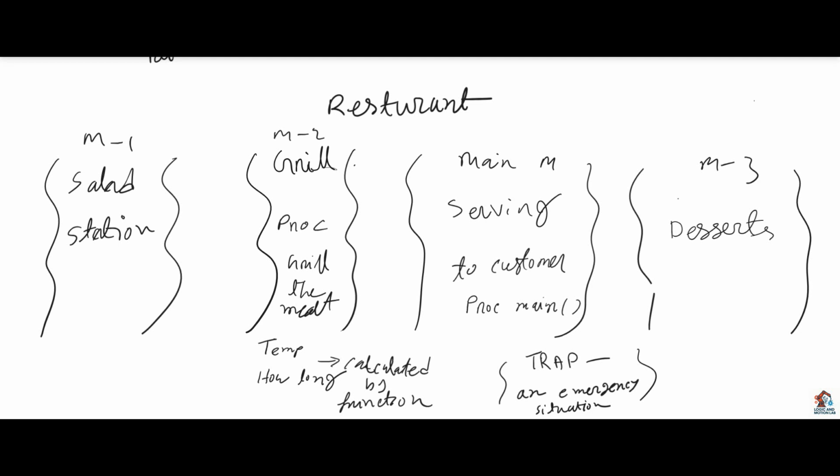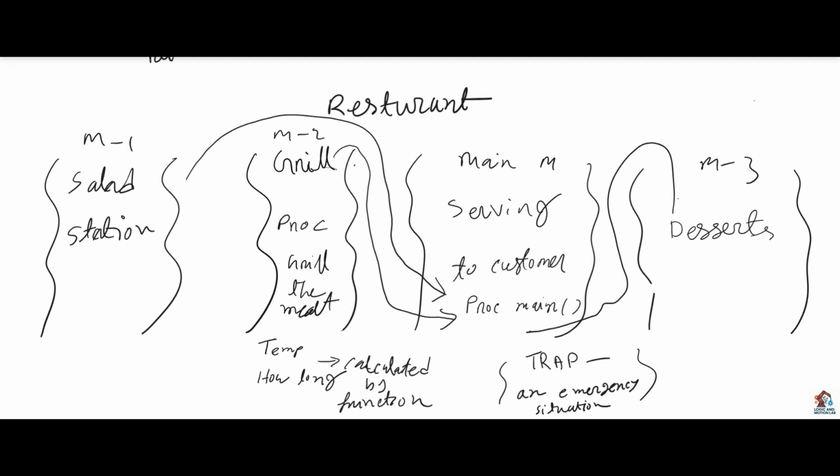I will repeat the example one more time. Think about a restaurant. In a restaurant, you can have multiple sections like salad station, grill station, then dessert station. But the main work for a restaurant is to serve to the customer. In this main module, we will have a main procedure, proc main, where from all the stations, food will come. So from all the stations, all the food will get collected and it will be served to the customer.